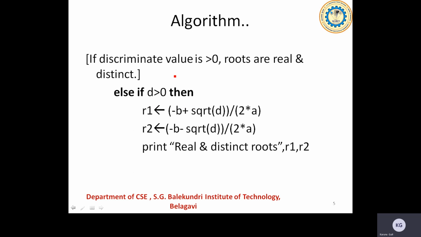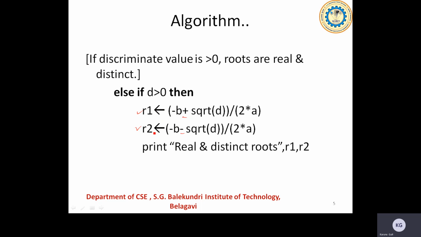Next, if the discriminant is greater than 0, then the roots are real, but they are different, right? So distinct. That's what we are mentioning here. We have the positive value for this D value. We are finding the square root of that. Then after finding the square root, one plus value and one minus value are going to give the roots of a quadratic equation.